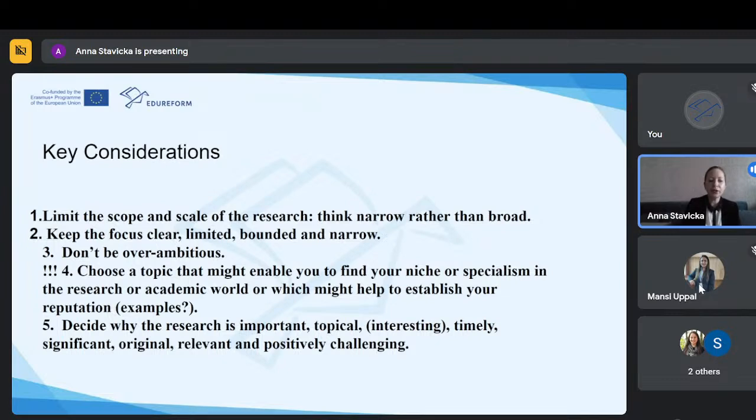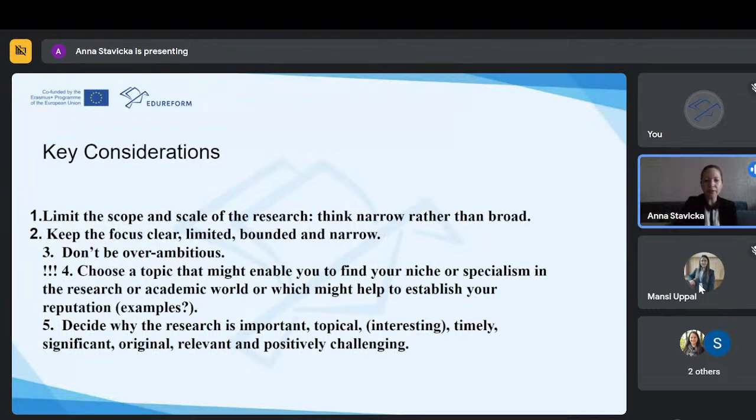So we continue, and this is for you to think about, as if nothing new, but something that has to be emphasized. Decide why the research is important, topical, interesting. Again, I take it in brackets: timely, significant, original, relevant, and positively challenging. This is important to think why I am writing this, why I am doing this research.